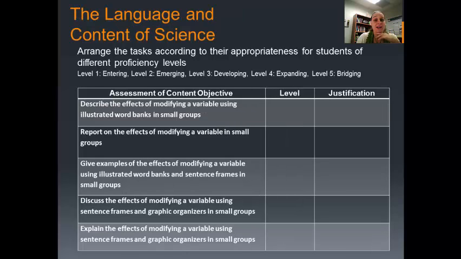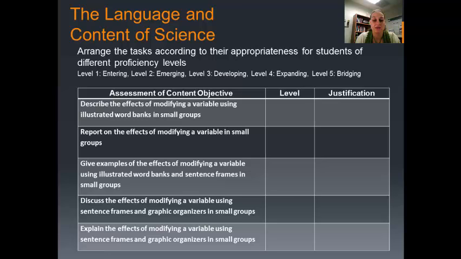Okay, let's try that one again. Let's do another similar activity. I want you to read through these and use the same sorts of thinking to figure out which would be a level 1 and which would be a level 5 type of task. Think about the amount of language that's required and think about the number of supports that are provided in the content objectives.